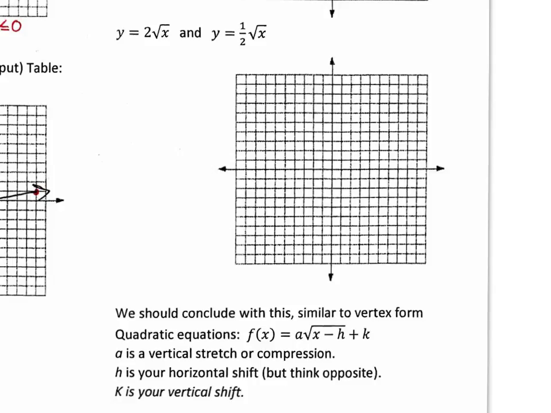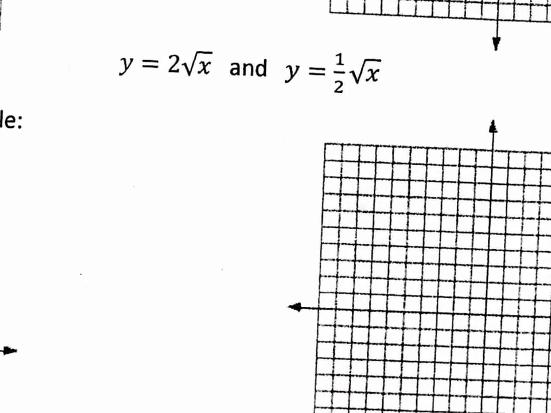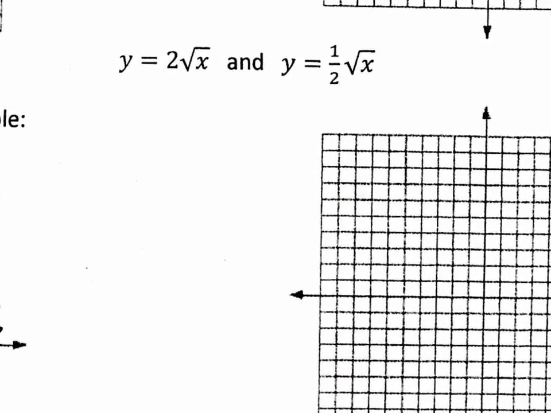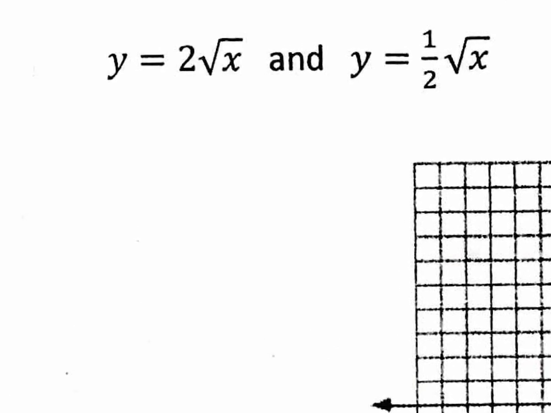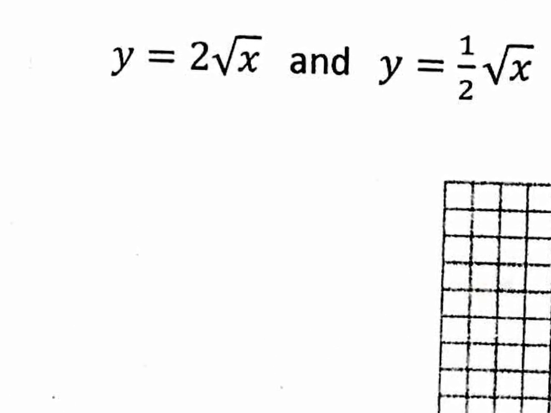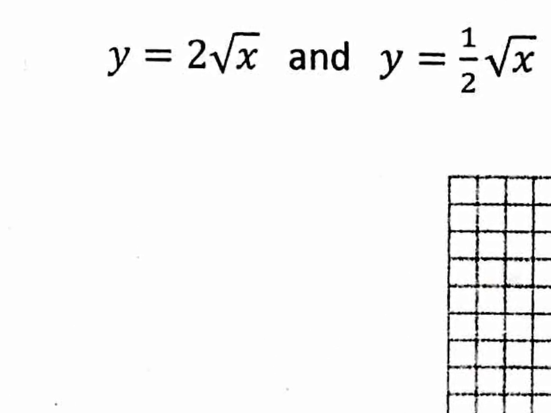So on this one, they're asking us to do both of them on the same graph, right? So let's focus in on this guy first. Now, is there a H or K shift on this one? What is your H value and your K value? Anybody?